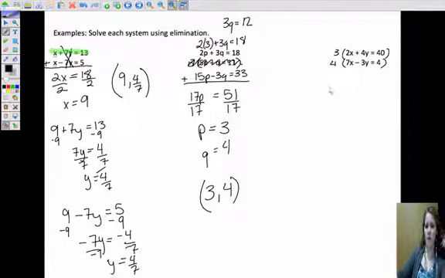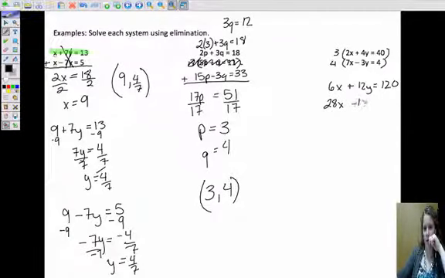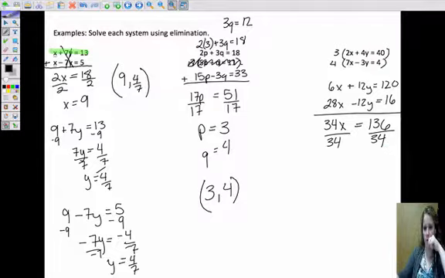So we're going to end up with the top equation turning into 6x plus 3 times 4 is 12y equals 3 times 40 is 120. And then 4 times 7 gives us 28x minus 12y equals 16. And then if we add them together, we have 34x equals 136. Divide by 34, divide by 34.